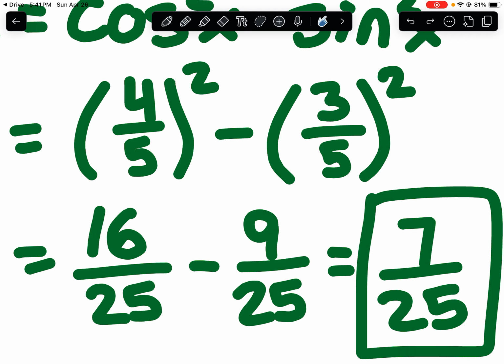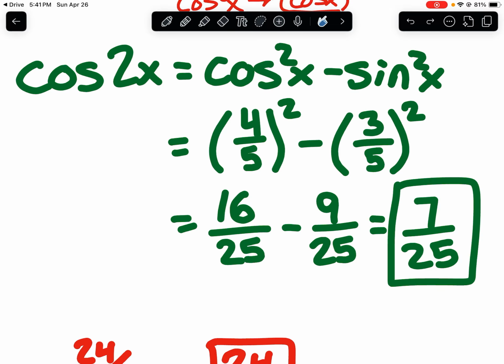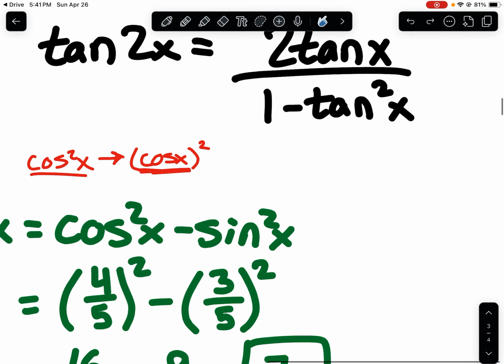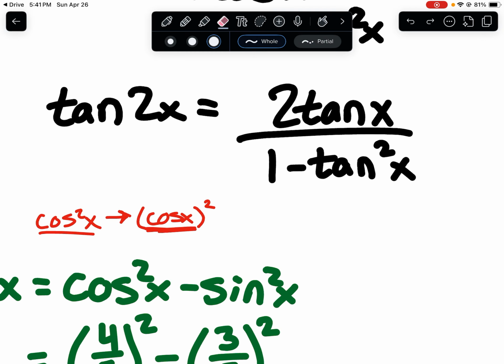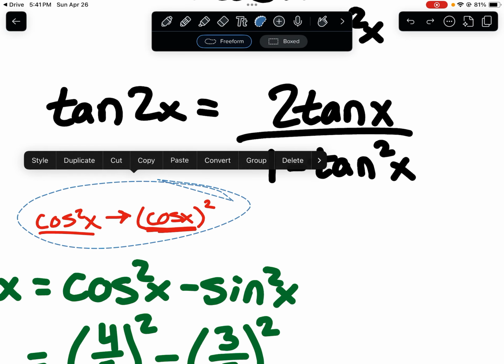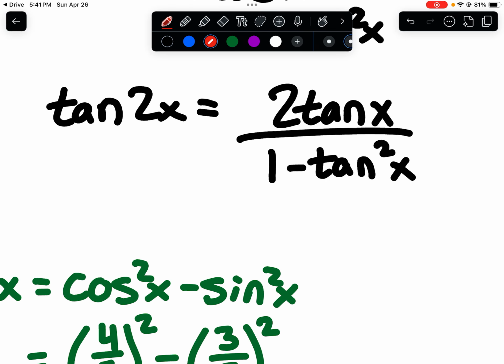And the nice part with this formula, the cosine squared minus sine squared, 99+% of the time, if not every time, you're going to get a common denominator between these two fractions. So they're good to go, ready to combine. So then we could just do the 16 minus 9 and get the 7 over 25 for cosine 2x. Okay. Now in these problems, if you're having to find sine 2x, cosine 2x, tangent 2x, the formula for tangent 2x is 2 tangent x over 1 minus tangent squared, and that works perfectly fine.